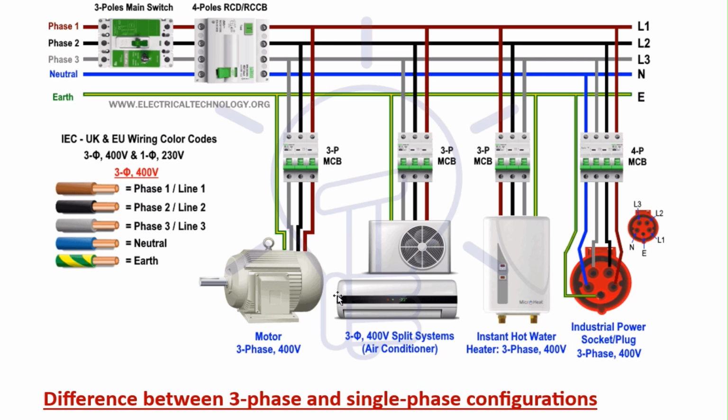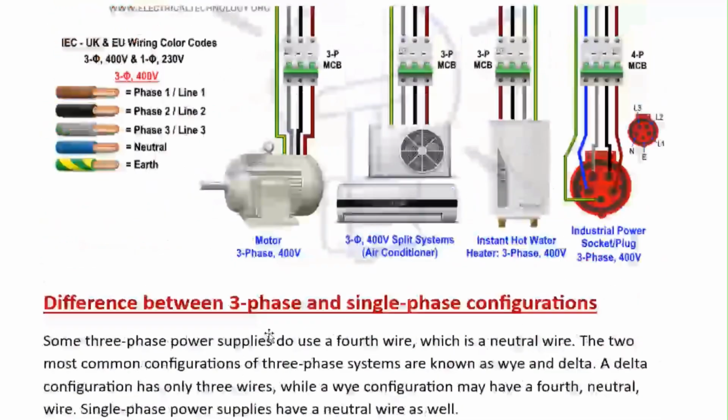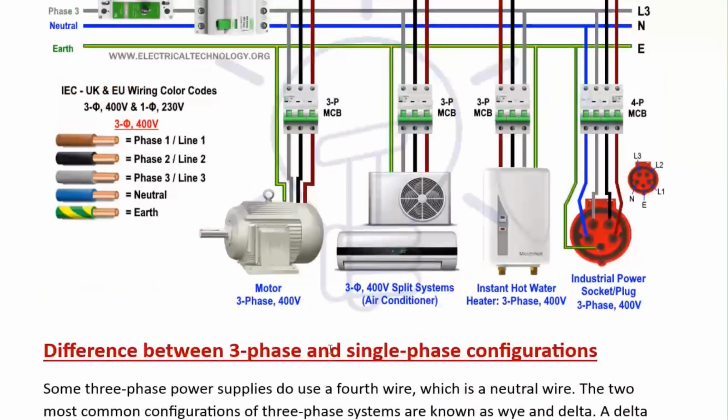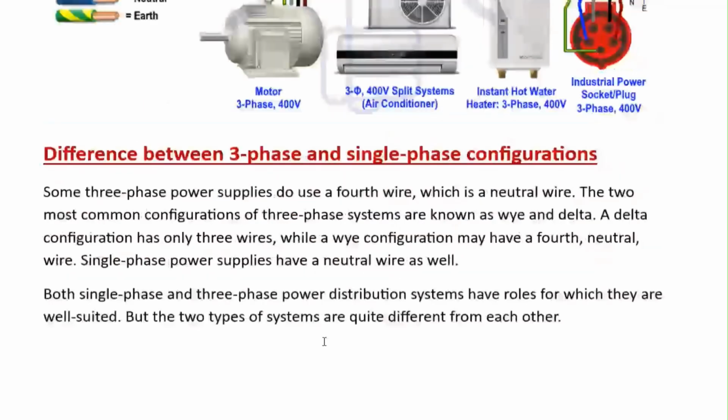Here it has been used for three phase loads like three phase split system air conditioners, three phase instant water heaters, and three phase different types of plug loads. And this is a three phase motor running on the three phase supply. So the load could be connected like this in the three phase system, where you have one neutral and one earth wire. So earth wire is very important.